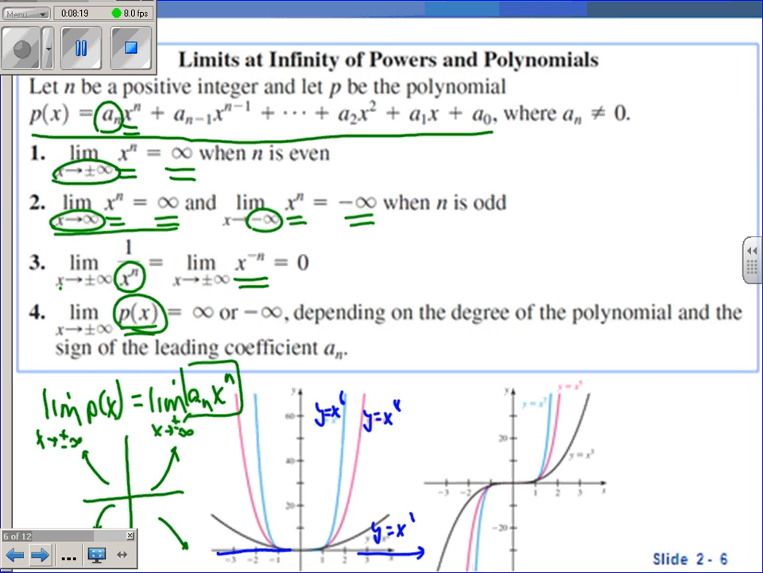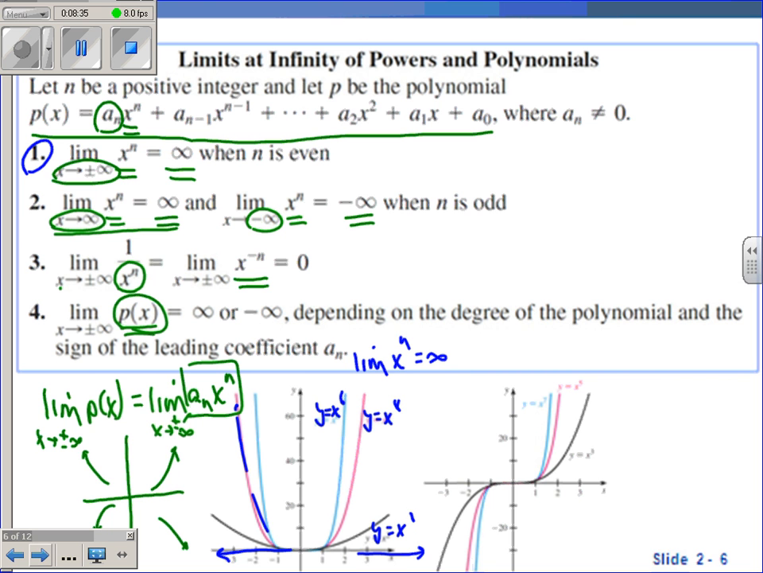And if x is going toward negative infinity, the y's are also going toward positive infinity. So in this case, the limits, when those powers are even, is always going to be equal to positive infinity. So that would be our case 1 up here.